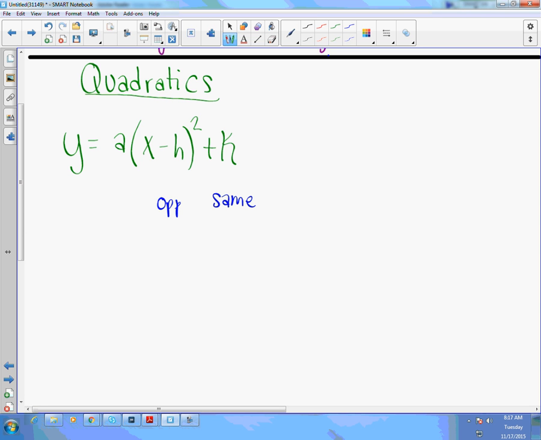This one is horizontal shift. This one is vertical shift. And horizontal shift, essentially, if it's inside the function, it goes opposite of what the sign is. The outside function is the same direction.